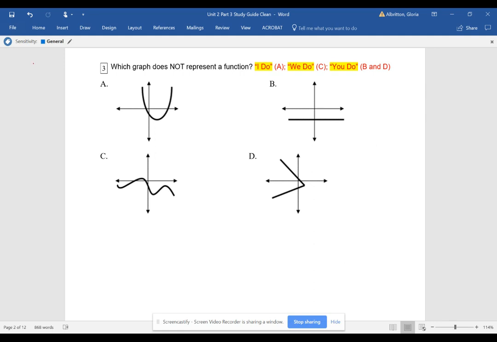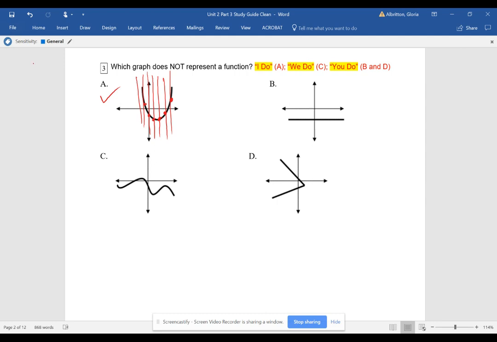Now, if I draw vertical lines through this graph, what I'm looking for is to see if any of my vertical lines cross or hit or touch the graph in more than one spot. And looks like they do not. So that means that A, it says which graph does not represent a function. Well, A passed the vertical line test, so it is a function. So this one is good.